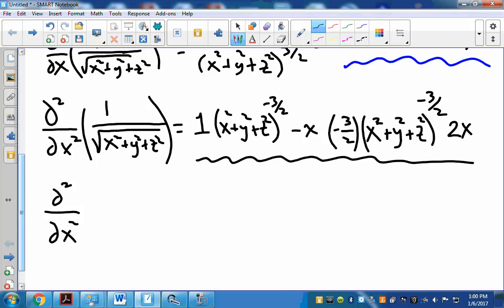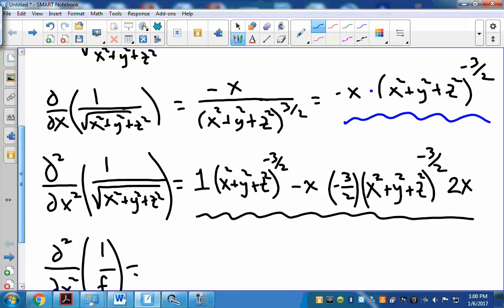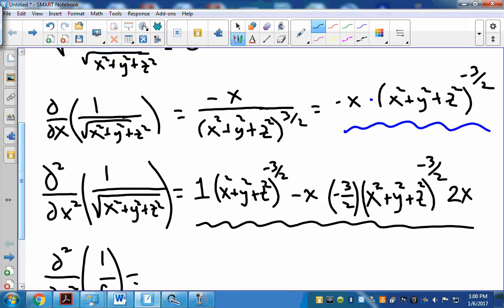Second partial with respect to x of this 1 over f function. Remember, f was the magnitude of the vector field. Works out to be, what do we got? I lost a minus sign here. Shame on me. Okay, so the derivative of the first should have been minus 1. That would have come back to haunt me. These two are positive, right? Minus minus is a plus, and these twos cancel here.